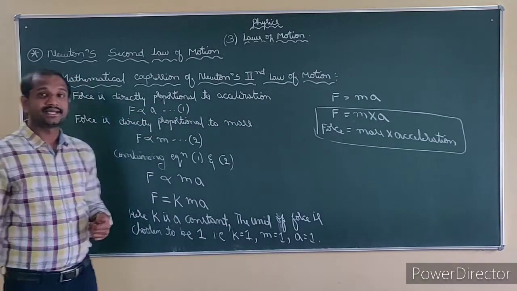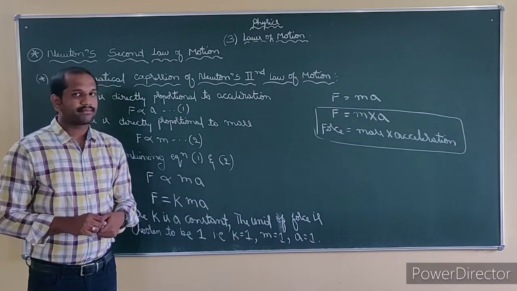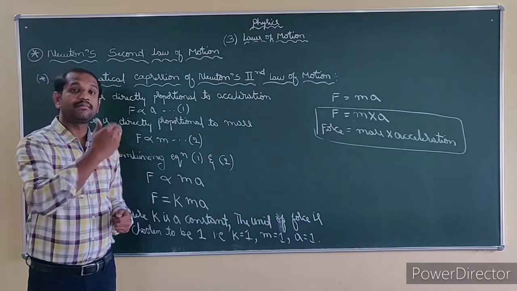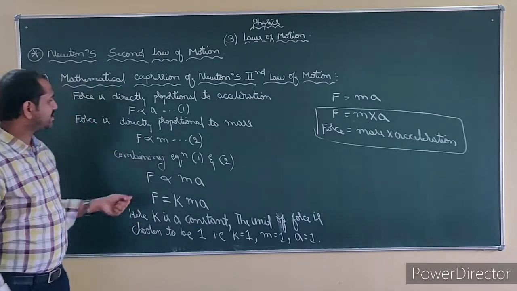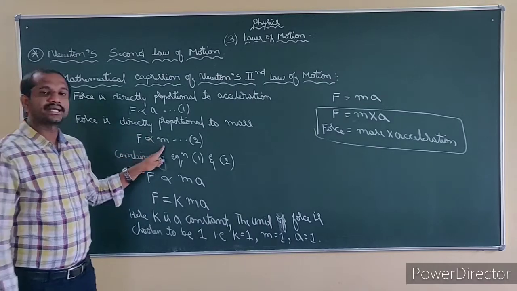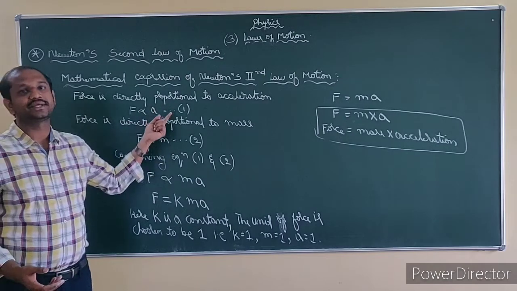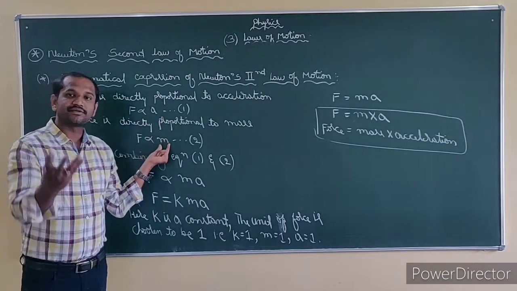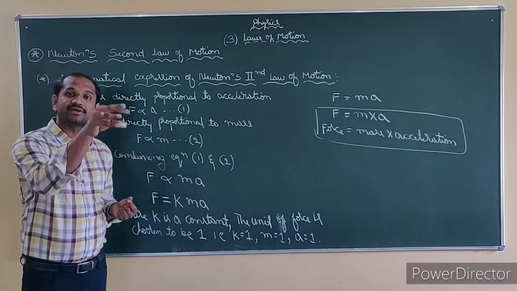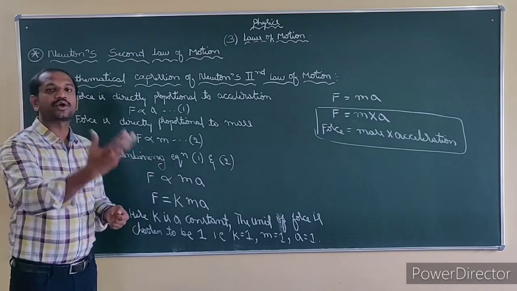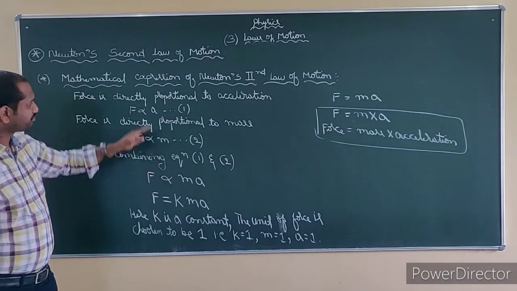What about the second case? I have taken one football and one tennis ball. If both should have the same acceleration, what should I do? I should apply more force on the football, less force on the tennis ball. By that, what did we understand? We understood that force is again directly proportional to mass. Mass of the football is more, so the force we need to apply on the football is also more. Mass of the tennis ball is less, so the force we apply on the tennis ball is also less. That we considered as equation 2.